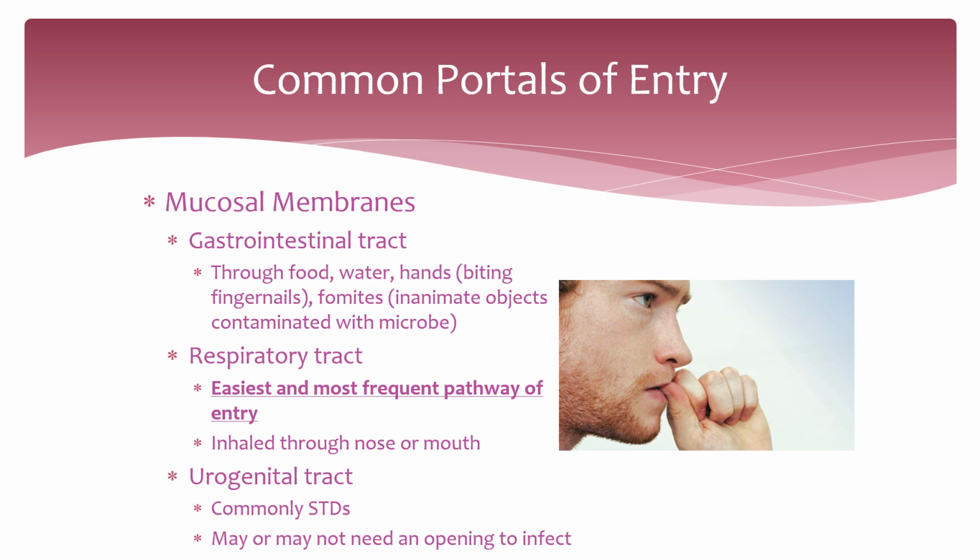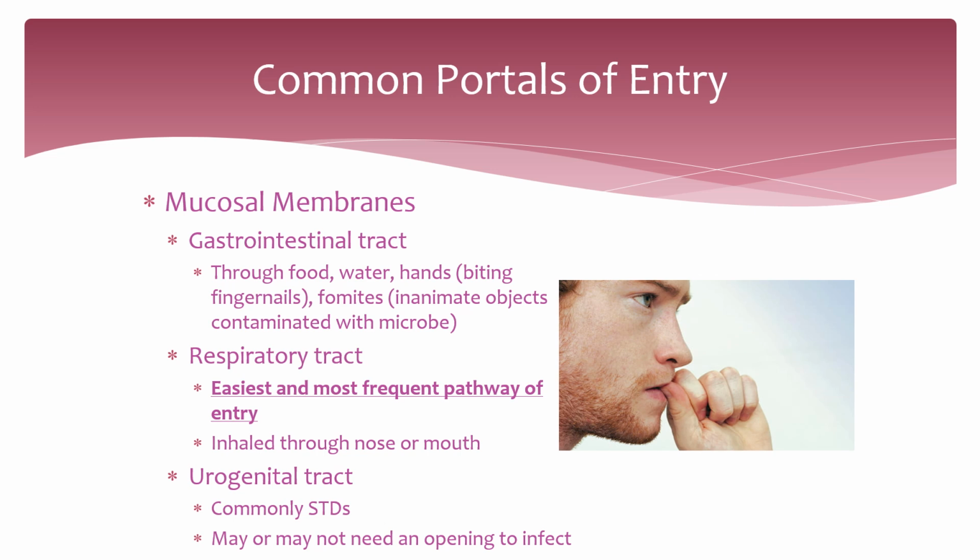The second most common portal of entry is going to be mucosal membranes. And we're going to break that down into three. Gastrointestinal tract, so essentially if you consume food that is contaminated or water, maybe you are a chronic nail biter, something like that, you have a higher likelihood of getting a microbe that is a pathogen into your system, right? Through contaminated food, water, or by putting your hands to your mouth frequently as well. We'll talk about that term fomites here in a little bit when we talk about vectors, so don't worry about that one for just the moment.